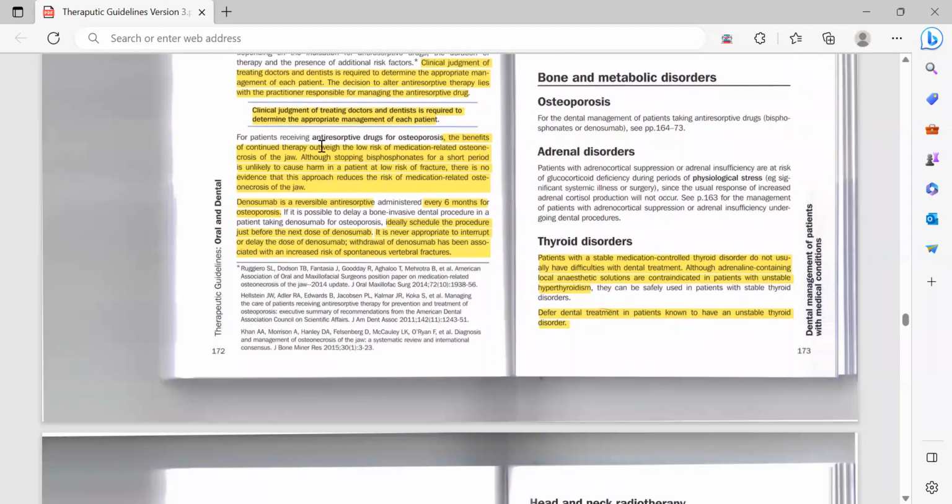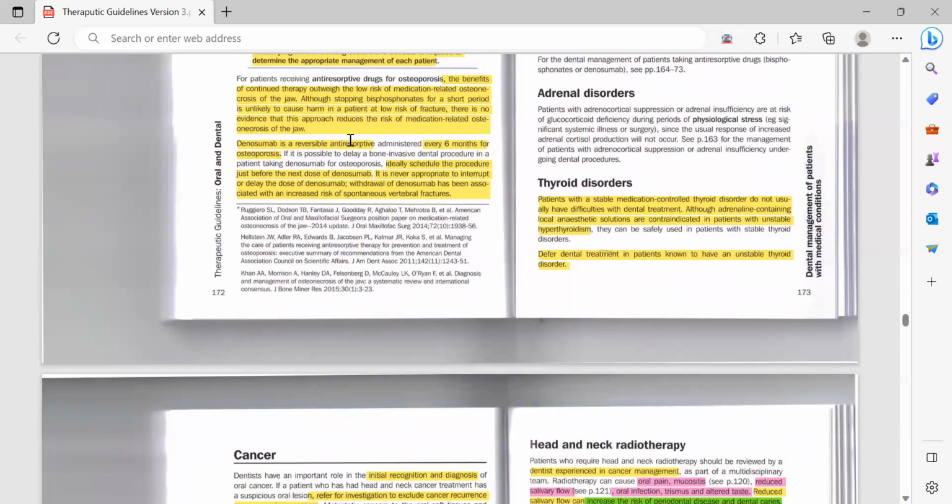For patients receiving anti-resorptive drugs for osteoporosis, the benefits of continued therapy outweigh the lower risk of MRONJ. If you stop the bisphosphonate for a shorter period, it is unlikely to cause harm in a patient at low risk of fracture. There is no evidence that this approach reduces the risk of MRONJ. So there is no good evidence that if the patient stops taking this drug for a shorter period of time, it would decrease the chances of getting MRONJ.